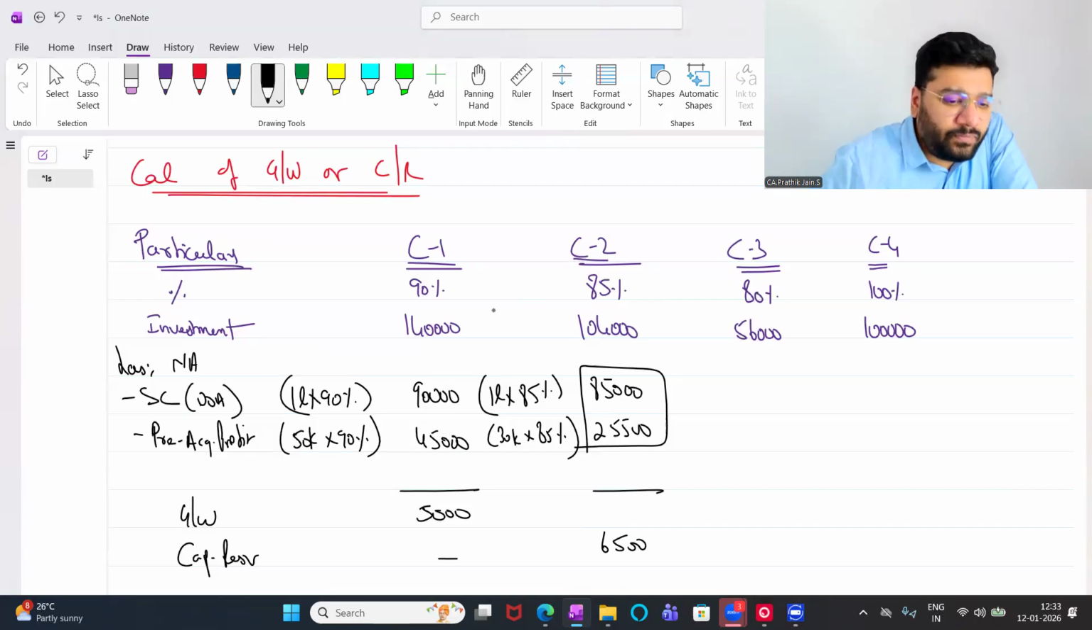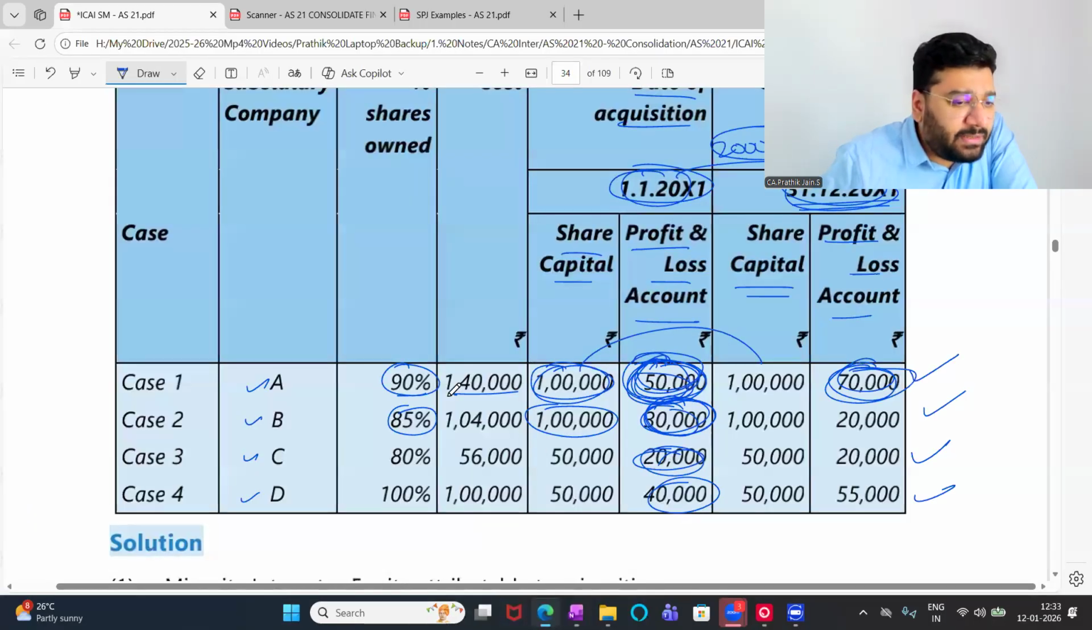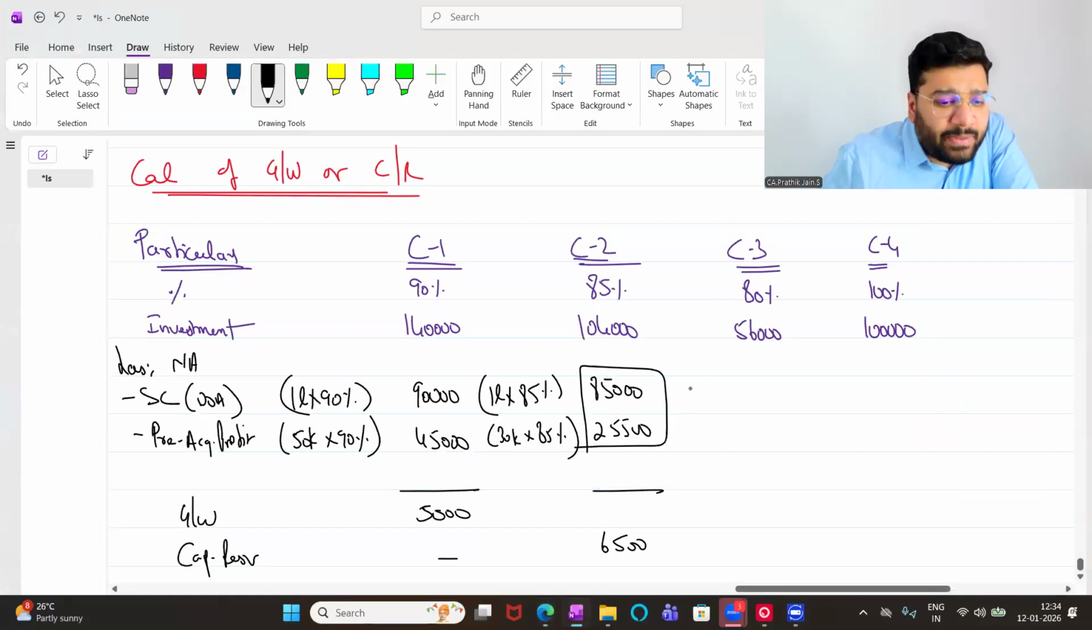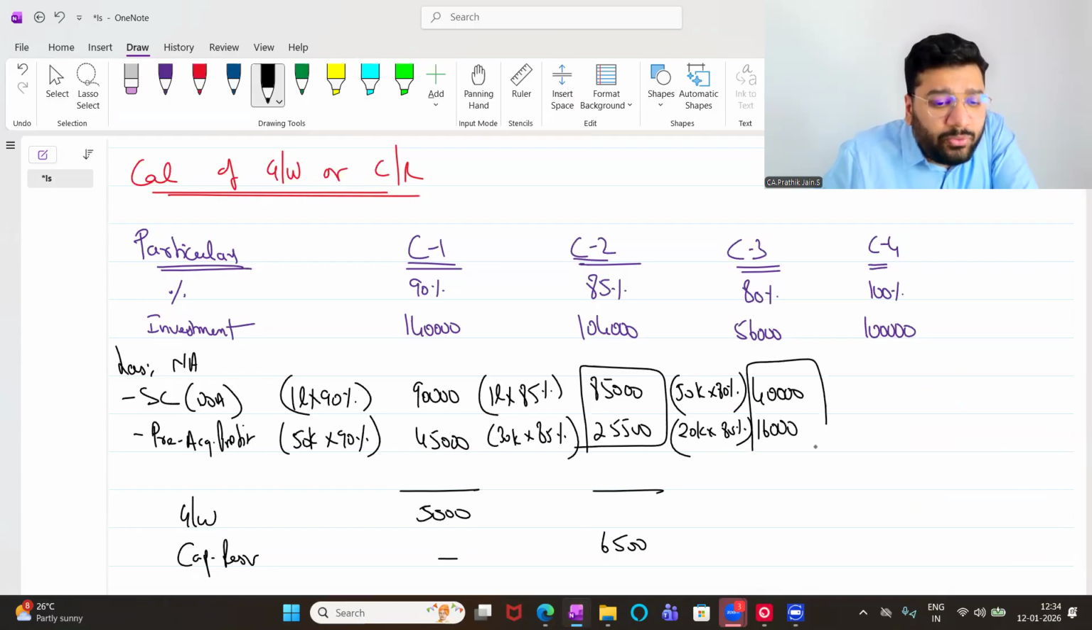Okay, next. Share capital of case 3 is how much? 50,000 rupees. In there, how many shares are we acquiring? 80 percent. So 80 percent of 50,000 is 40,000 rupees of share capital we are acquiring. On that day, the pre-acquisition profit is 20,000, so 80 percent of 20,000 is 16,000. Both put together is 56,000, the benefit you're getting. How much are you paying? The same 56,000. So neither goodwill nor capital reserve.